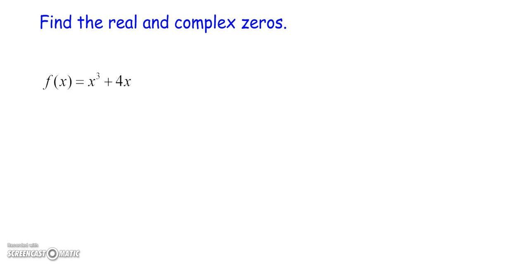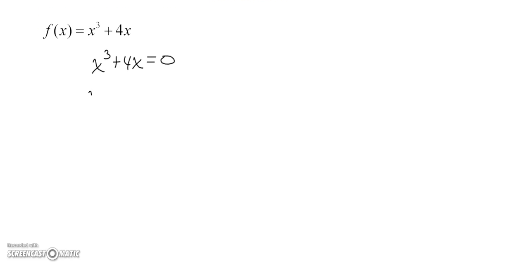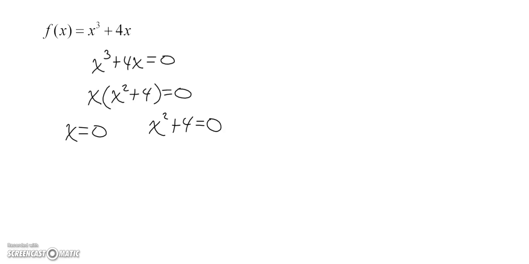If we're going to find all the zeros, I'm going to again set x cubed plus 4x equal to 0. And I'm going to say there is a GCF here. I can take out x, leaving myself with x squared plus 4 equal to 0. So just like the last problem, I can use the zero product property, set up x equals 0, x squared plus 4 equals 0. Now here's the tricky part.